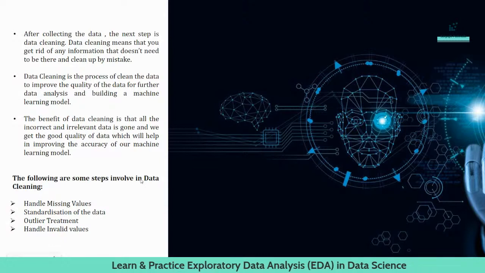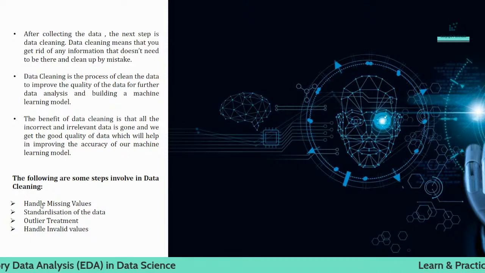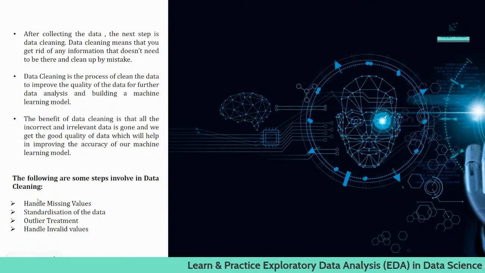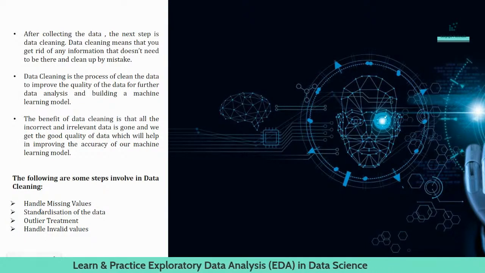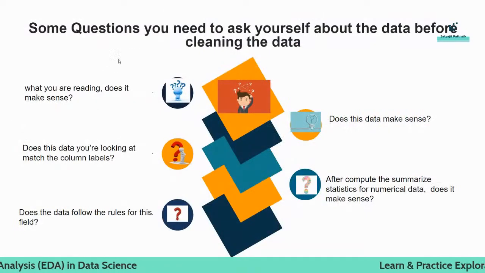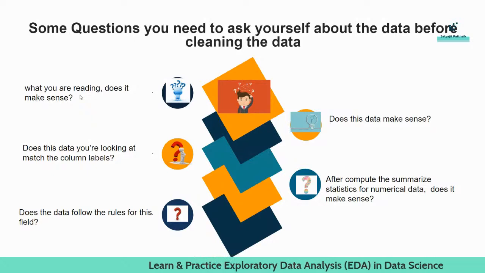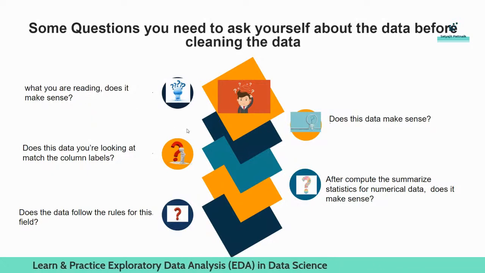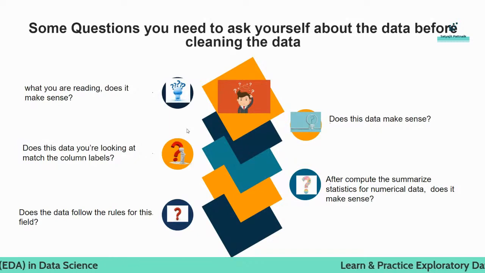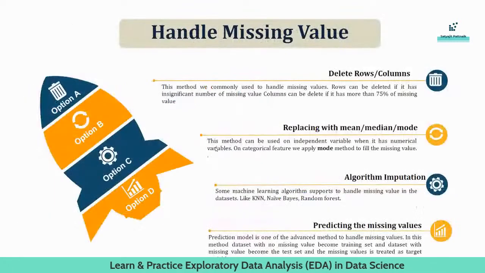The following are some steps involved in data cleaning. Somebody was asking, let's say we have a large data set, what should be the initial step? Your first step always has to be handling missing values. Then standardization of the data, then comes your outlier treatment, then you have to handle invalid values. Some questions you need to ask yourself about the data before cleaning it. What you are reading, does it make sense? Does this data match the column labels? After computing the summary statistics for numerical data, does it make sense? Does the data follow the rules for this field?